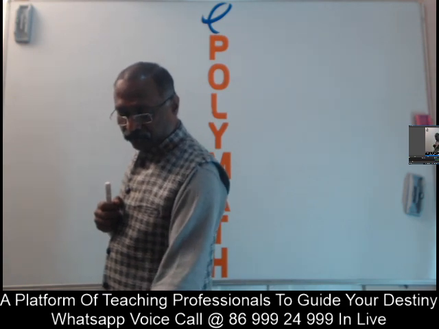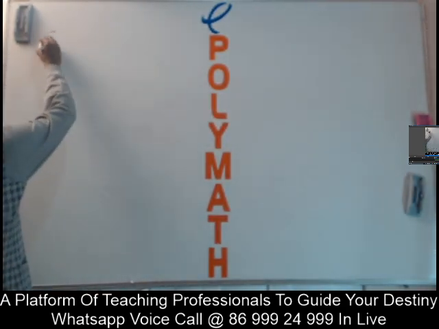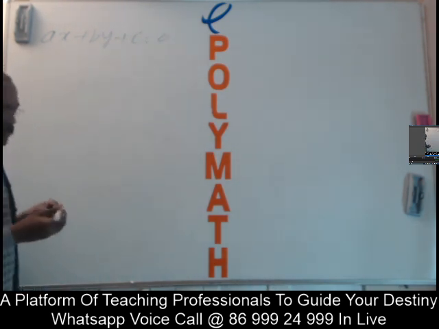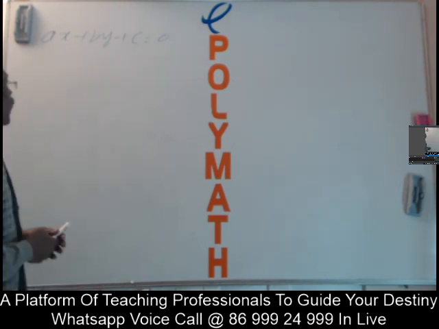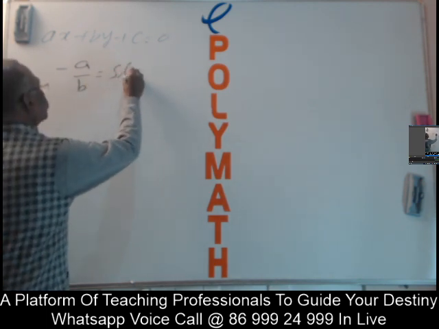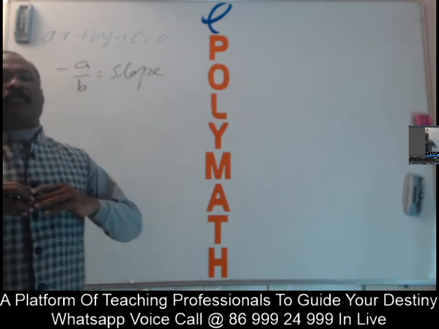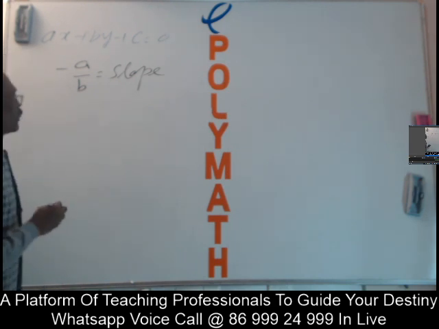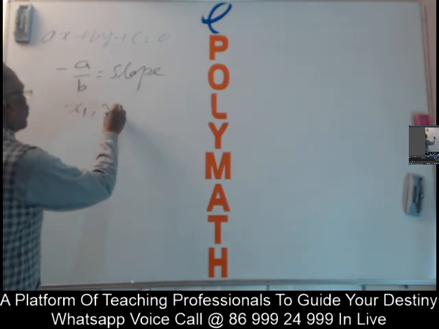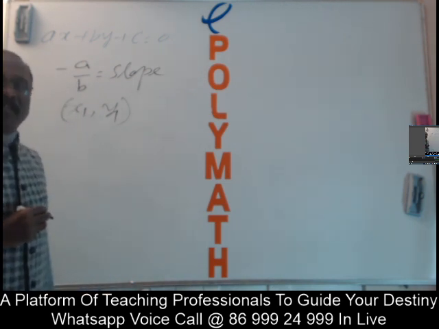If you take a line equation, the line is ax plus by plus c equal to 0. The standard format, everyone knows that. And its slope is minus a by b. Whatever is known to us, we have just modified it for our convenience to write the equation directly. And that particular line is passing through the point x1, y1. Then how to write the equation of the line?